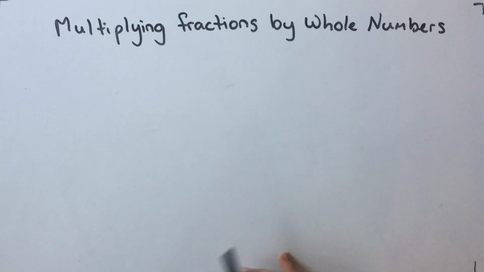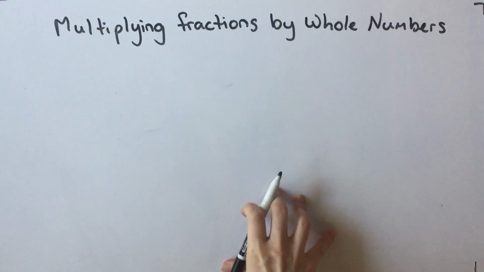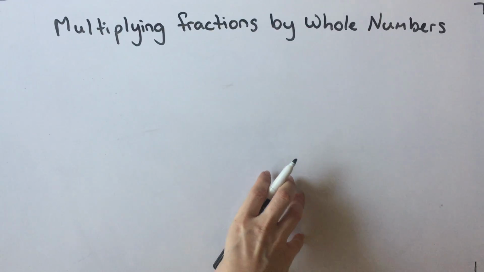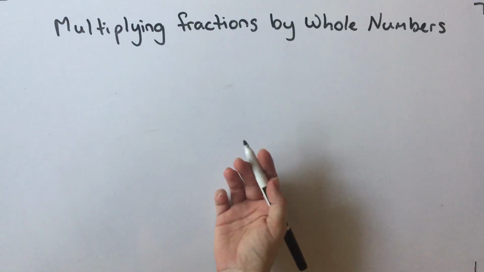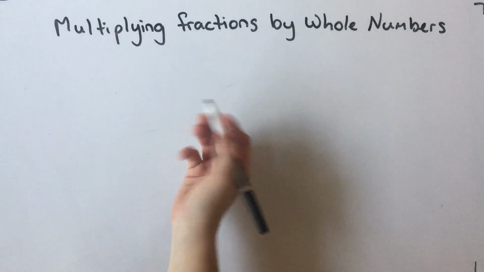All right, so this time we're going to be talking about multiplying fractions by whole numbers. Multiplying fractions by whole numbers is actually really straightforward. It's one of the easier things to do, and I think it's way easier than adding fractions. And I think you're going to think so too when you actually see what it entails.